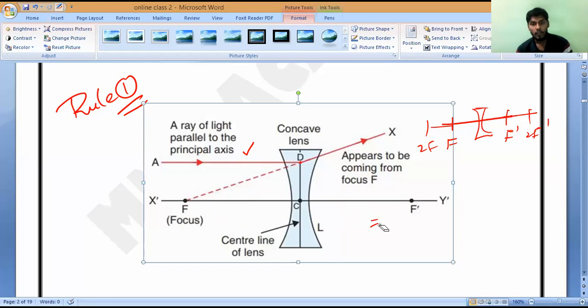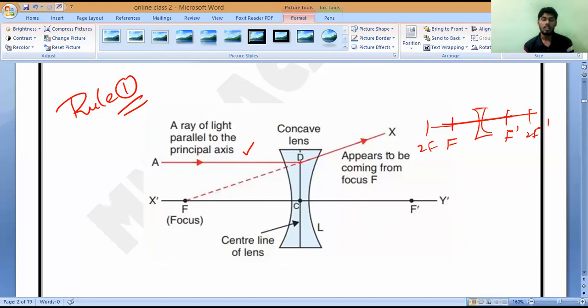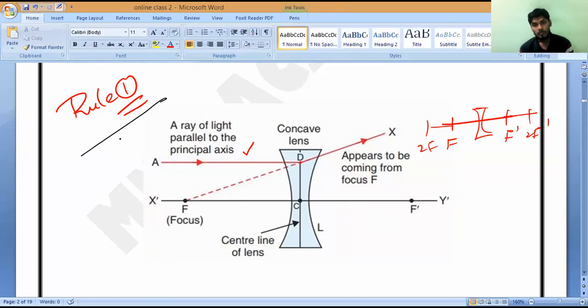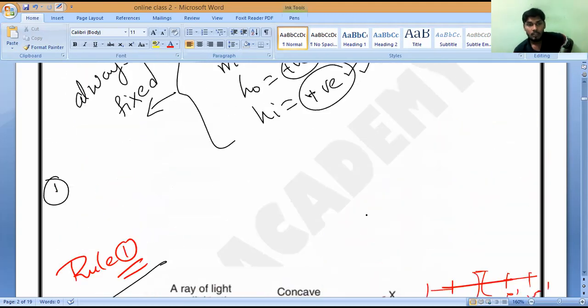Finish this and draw perfectly. I am saying again, the diagram should be very perfect. Nobody should make any mistake. If anybody has any doubt, ask me. Naming is most important: the incident ray is called AD and the refracted ray is called DX. Understand? All of you draw this, rule number 1.